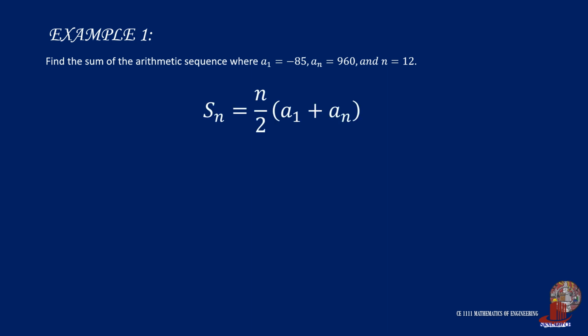By using the formula, all we need to do is to plug all the given, making the formula S sub n is equal to 12 all over 2 multiplied by the quantity negative 85 plus 960. So by simplifying the numbers, we get S sub n equal to 5,250.